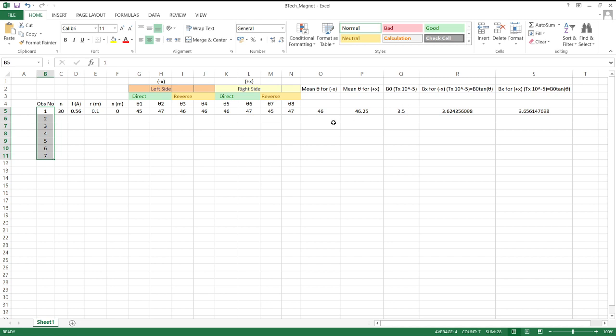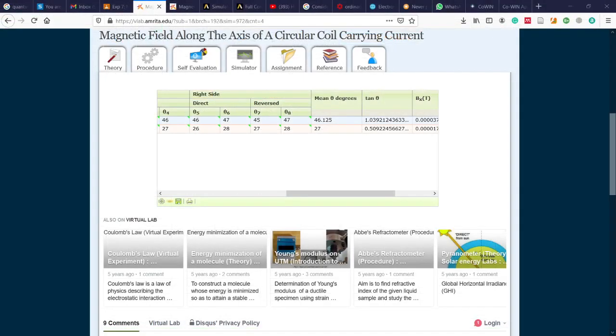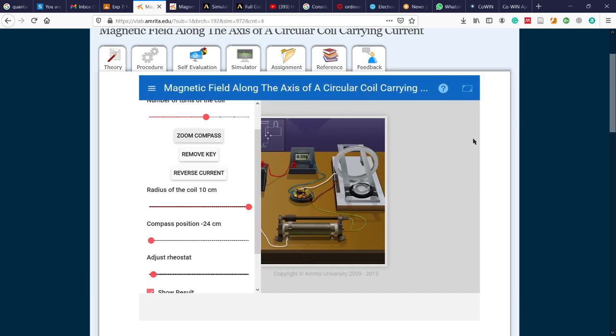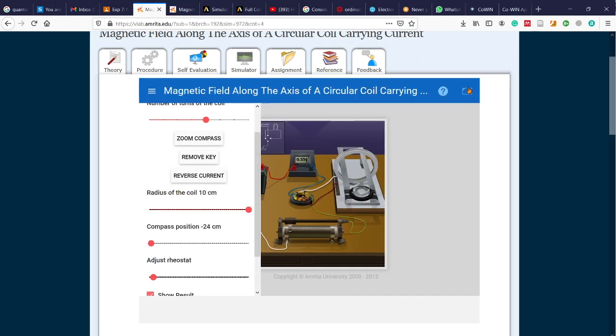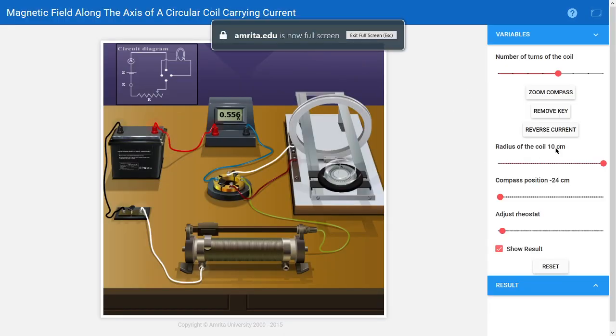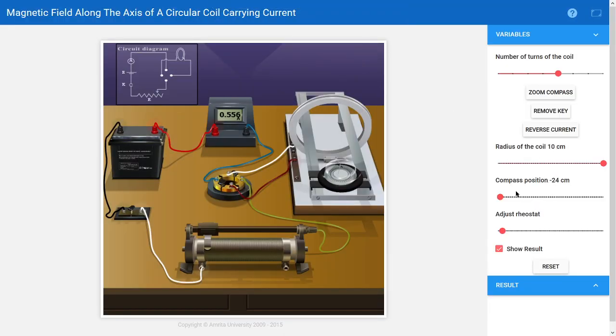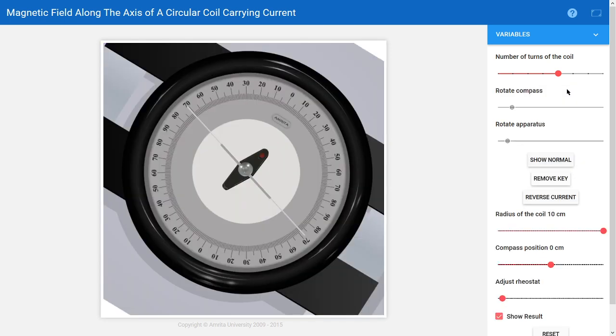Now let's go back to the work and see what is happening in that part. Let's go back to the simulator. In the simulator portion, let me zoom it in. Let me keep the compass position at 0. So let me zoom the compass. Actually this is not in direct mode, it should be like this.